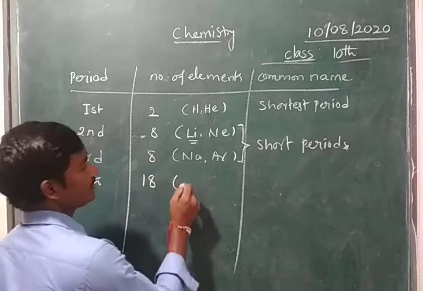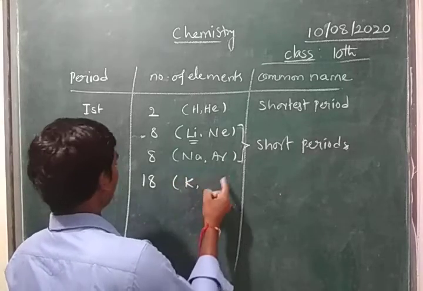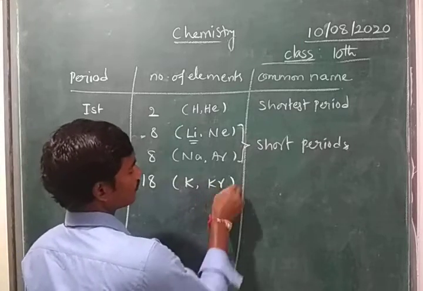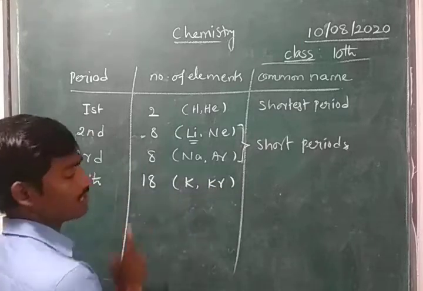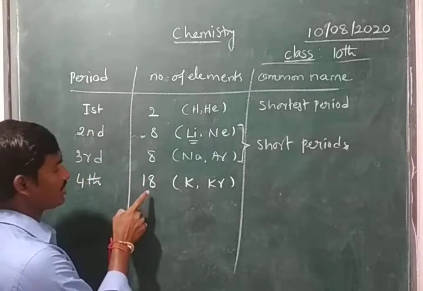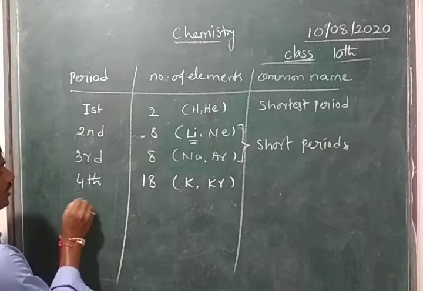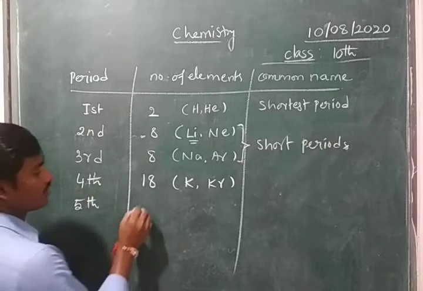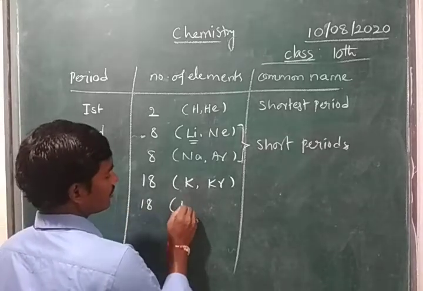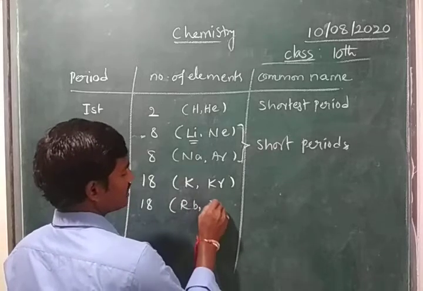Here the starting element is potassium, and the ending element is krypton. Right, children? Total how many elements do we have in the fourth period? 18 elements. Then the fifth period also consists of 18 elements. Here the starting element is rubidium, and it ends with xenon.